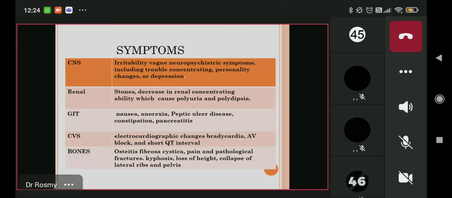But what will be the generalized symptoms with which the patient can come to you? Generally, some people will have, as madam has already told, renal stones, abdominal groans. In the CNS, you will have irritability because there will be vague neuropsychiatric symptoms. The patient is not unwell, generalized tiredness, generalized weakness is present. Then there will be trouble concentrating. There can be depression, and there can be personality changes also.